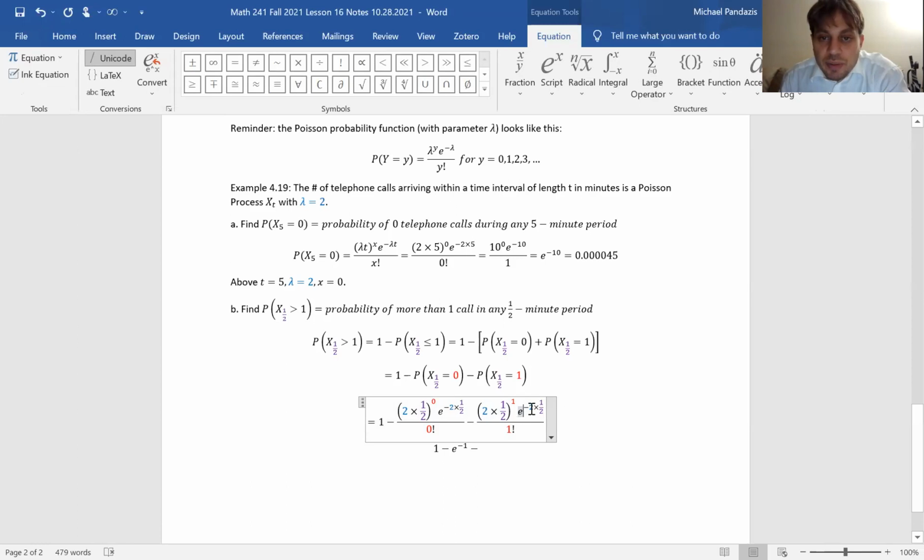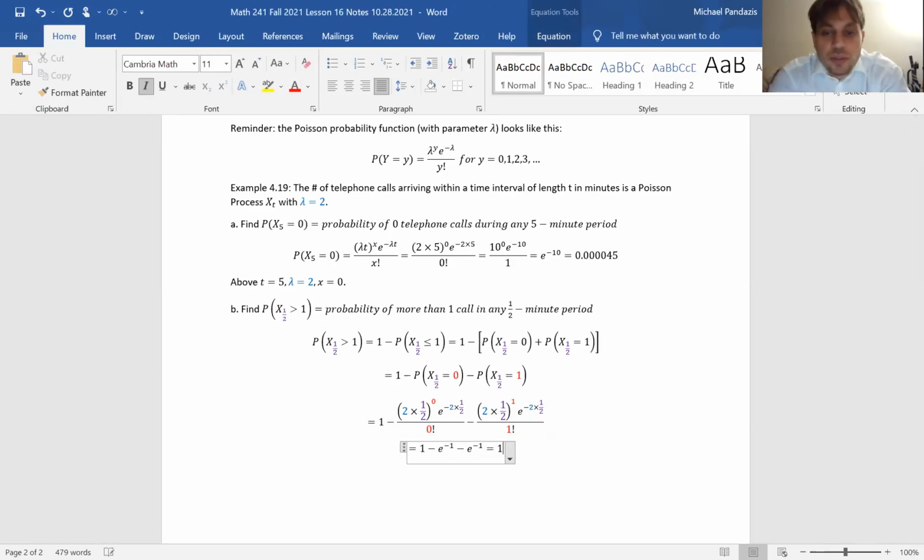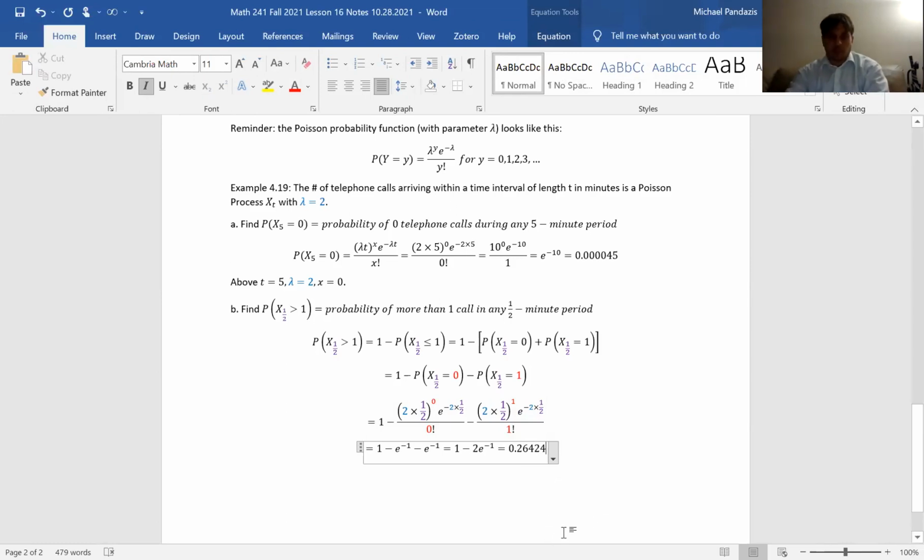And 2 times 1/2 is 1. So this is also e to the -1. This is minus e raised to the -1. So now you have 1 minus e to the -1 minus e to the -1. And if you compute that, that's 1 minus 2e to the -1, which is approximately equal to 0.26424. Okay, and so that's the answer to B.